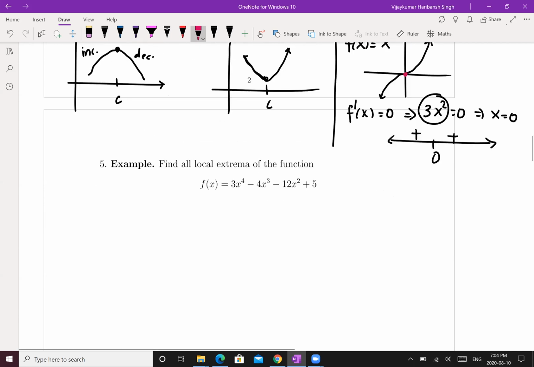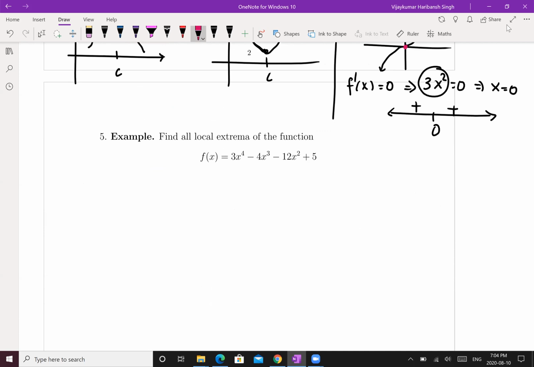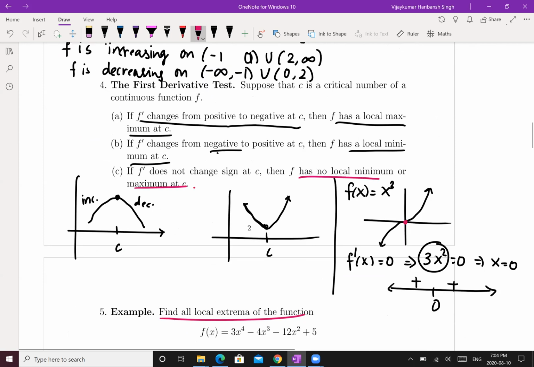So that helps us now to solve the following problem. Find all the local extrema of this function, f of x equals this. Now, we have already done the computation, so I'm going to recycle that computation from this problem here, example 3.